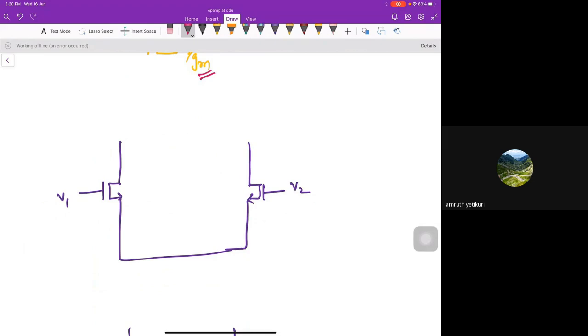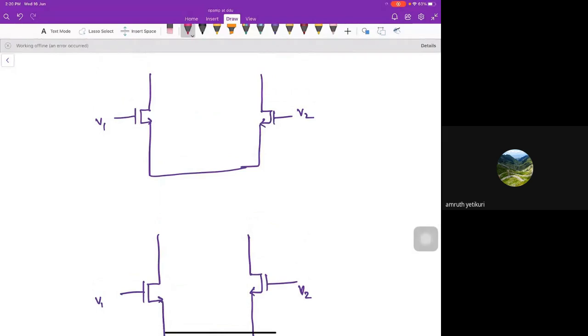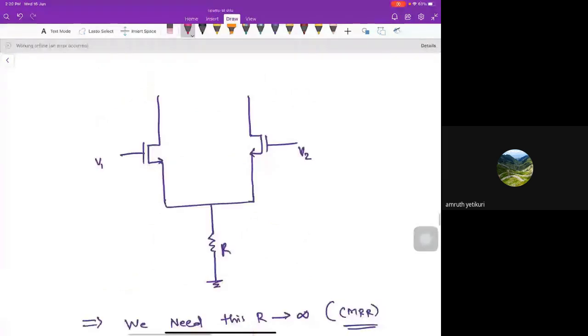Yes. Now, what do I have to do? I have to bias these transistors also. Because at the biasing point, we are approximating to the linear one, and we need a proper biasing point. So let's bias through a resistor.